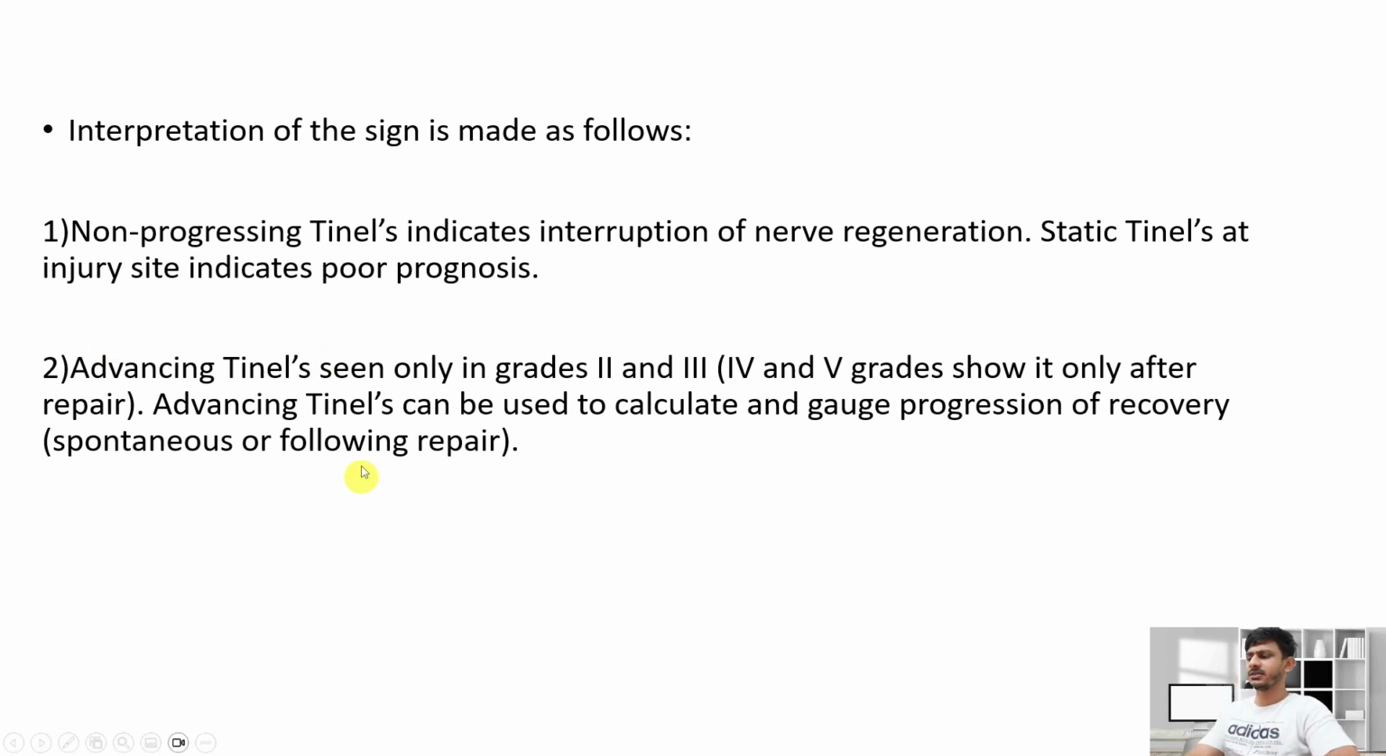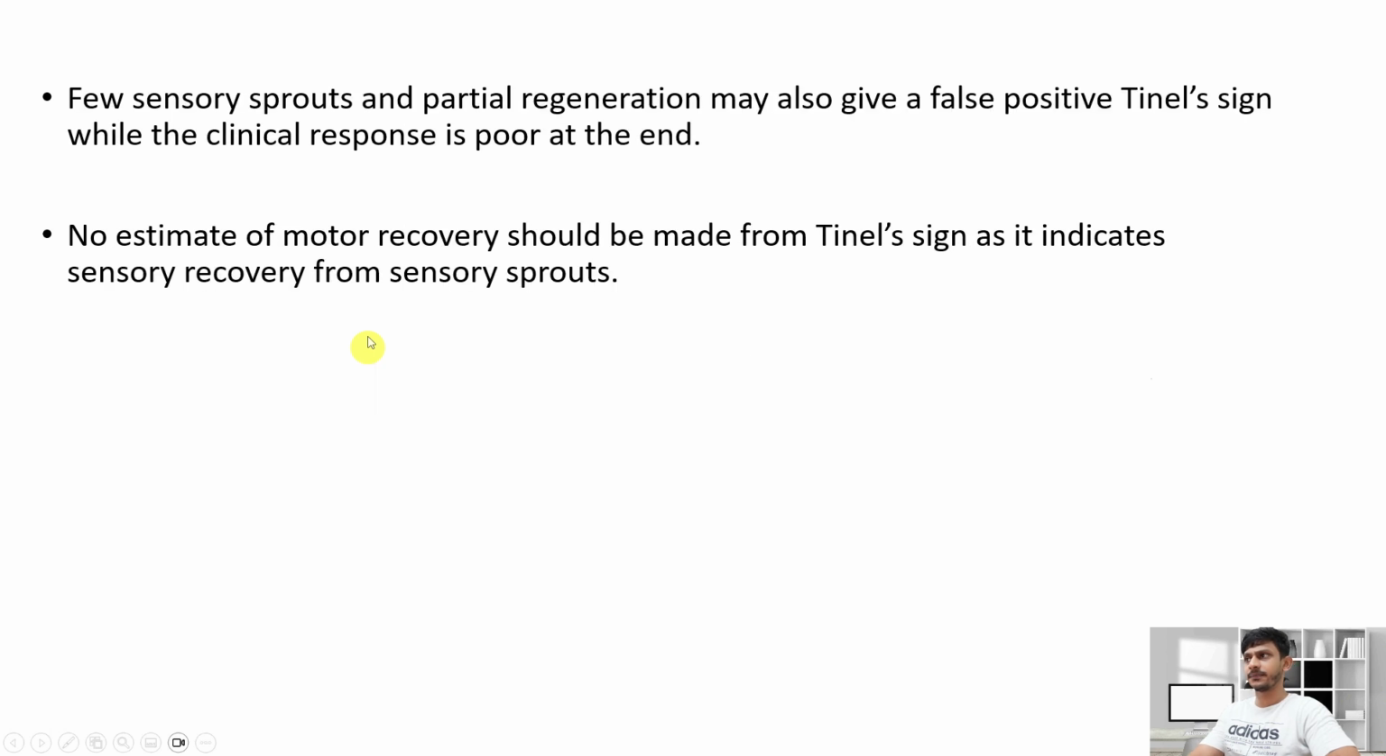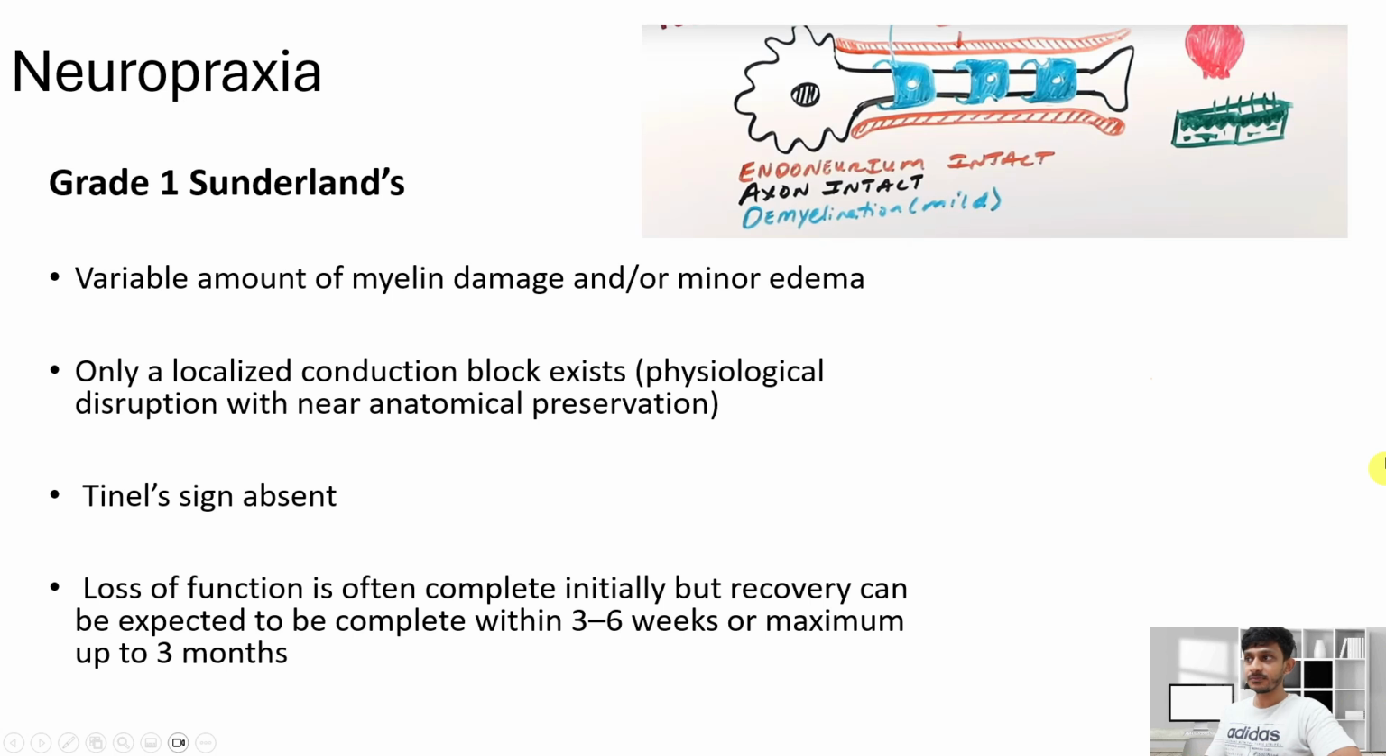This is seen in grades 2 and 3 only. I'll talk about this again. So no estimate of motor recovery should be made from Tinel sign, as it indicates sensory recovery only from sensory sprouts, not motor sprouts. Okay, grade 1, Sunderland 1 or neurapraxia.